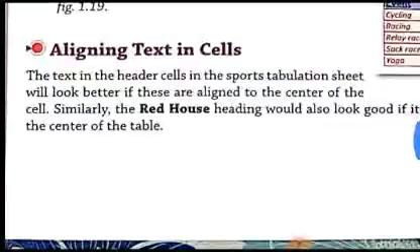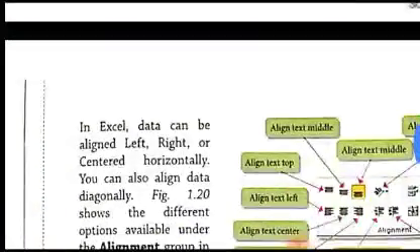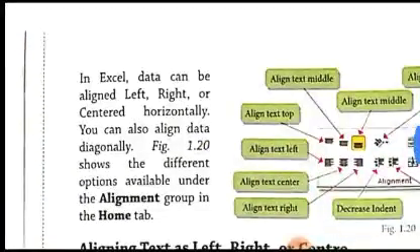Now aligning text. Again, it is a very simple topic. Alignment, all of you have studied in Word also. In Word there were four types of horizontal alignments: left, right, center, and justified. In Excel, left, right, and center are there as well, but there is no justified alignment in Excel.